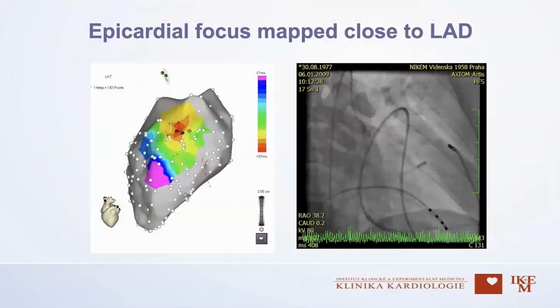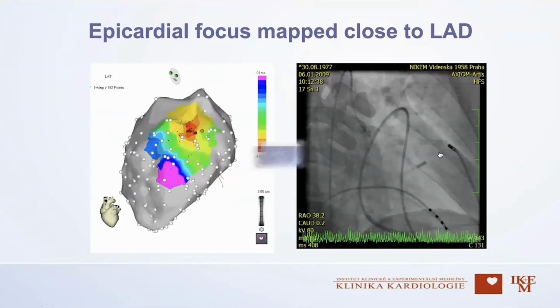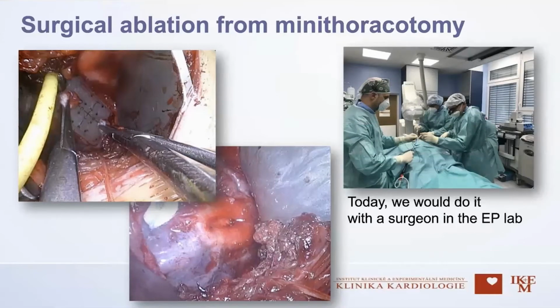And then finally, we went epicardial. You see the focus is here, but the problem is that it was just next to the coronary artery. It doesn't move here, but anyway, we decided to go for a mini thoracotomy and do some limited mapping in a surgical theater, and then cryo of this area, and the patient is driving a truck again because we got rid of this arrhythmia. Today, we would do it with a surgeon in the EP lab.